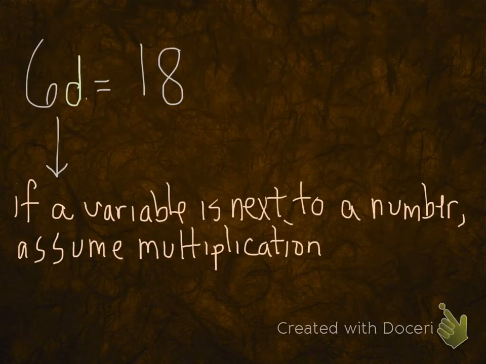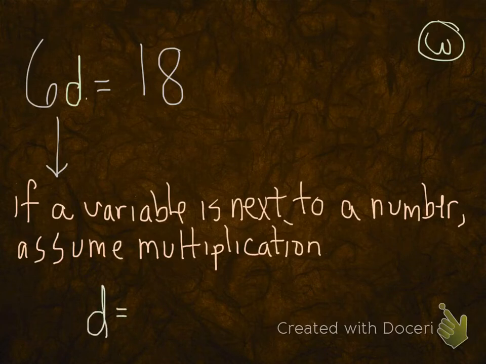Here's a very important note. Here's an algebraic equation, 6d equals 18. If a variable is next to a number, we assume multiplication. So 6d equals 18 is the same exact thing as 6 times d equals 18, which we could also say as 6 times what number would equal 18? And as you think about it, you would realize the answer is 3, because 6 times 3 is 18.